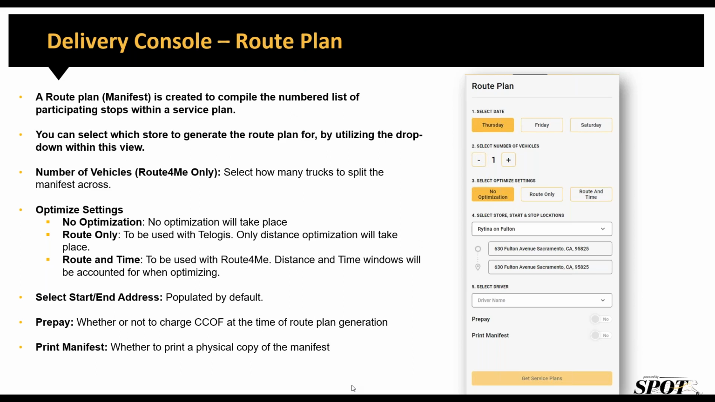But Route for Me is an add-on to Delivery Console only. That means that you cannot use Route for Me with Spot proper. It's only a Delivery Console add-on, and it does incur an additional fee. If you're interested, our sales team can provide you with more information. But number 2, select number of vehicles, is the first key feature that is available to you with Route for Me.